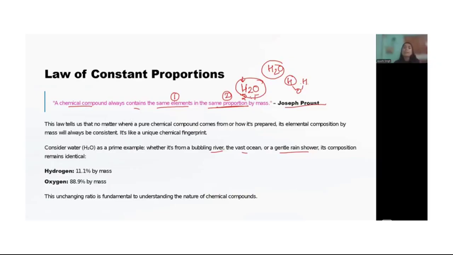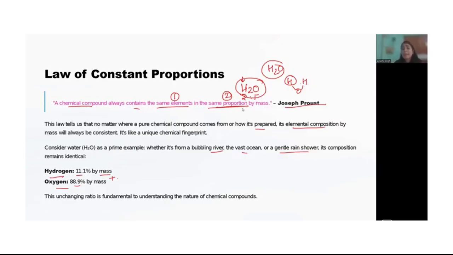Now this law tells us no matter where a pure chemical compound comes from or how it's prepared, its elemental composition is going to be the same and the mass will be the same always. It's actually the case that water has around 11.1% hydrogen by mass, and oxygen has 88.9% by mass. So these two combine together to form water, and water will have 100% of these two things combined in different ratios, obviously. So that is the law of constant proportion.